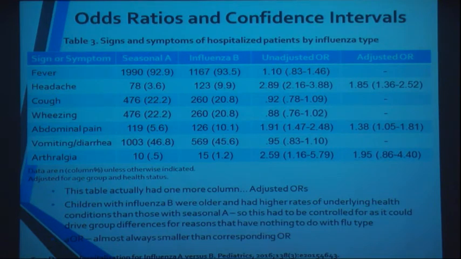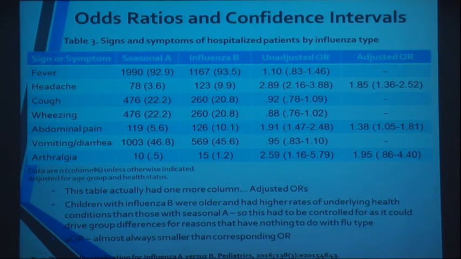Okay, so we have our unadjusted odds ratios, and then we have our adjusted odds ratios. All right, so what's different in the final column? What did they adjust for? Okay, always go to the footnote if you're not sure. Adjusted for age and health status.